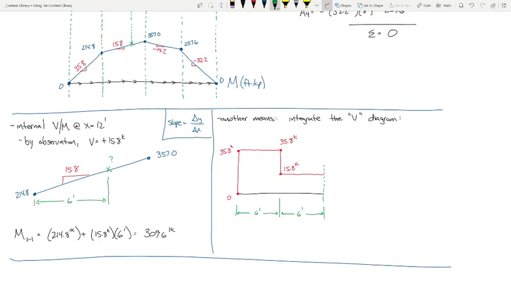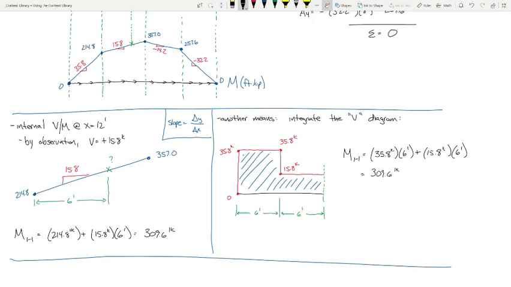So let me ask you a question. What is that area? How do we compute that area? Would it be 35.8 times 6 feet plus 15.8 times 6 feet? What is that? 309.6. By golly gosh gee. Kind of crazy, isn't it?